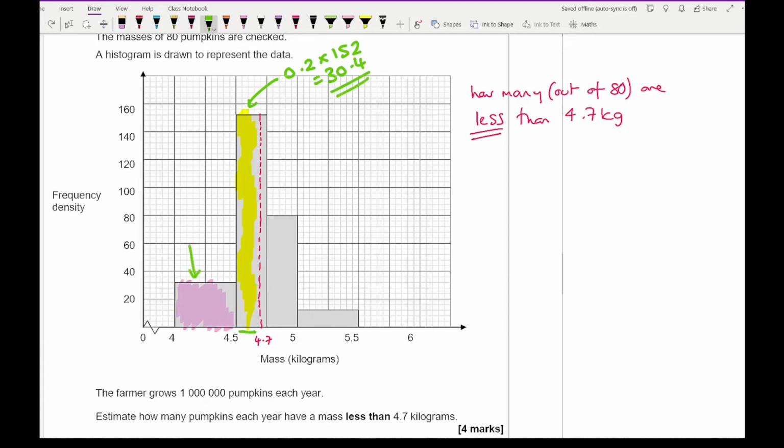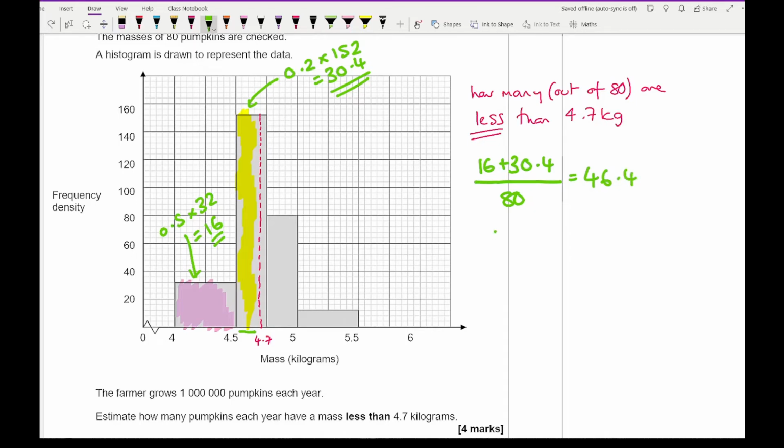And if I work out the area of this pink box, which is all of it, it's got a width of 0.5, and I make out that height to be 32. So it's going to be 0.5 times 32, which is 16. So then that becomes 16 plus 30.4 over the total number of pumpkins, which is 80, and that'll give me the proportion. So that's 16 plus 30.4, which gives me an answer of 46.4.